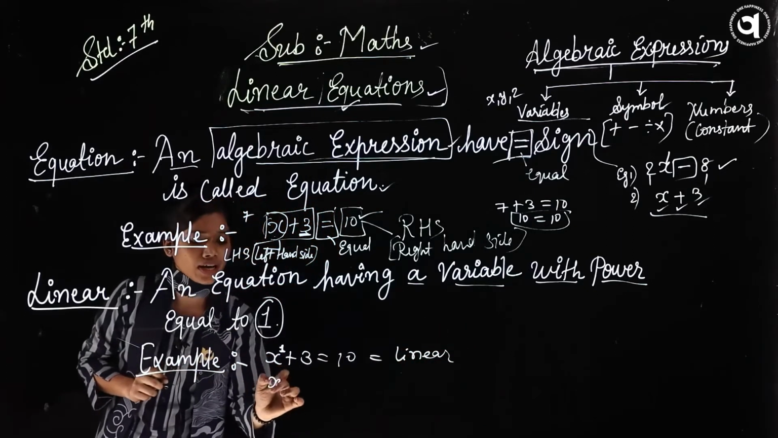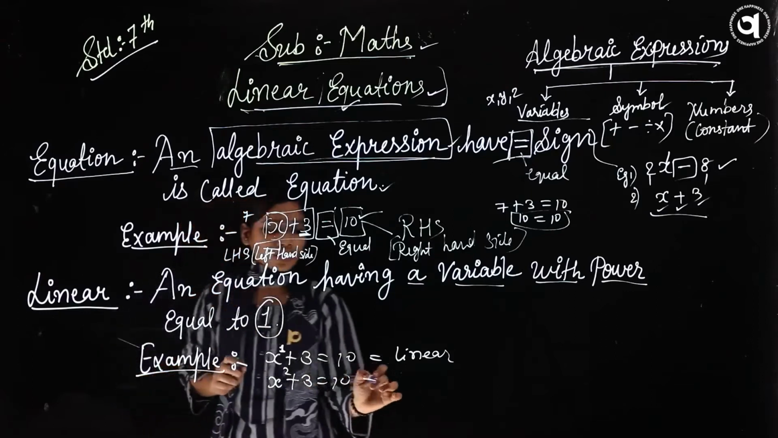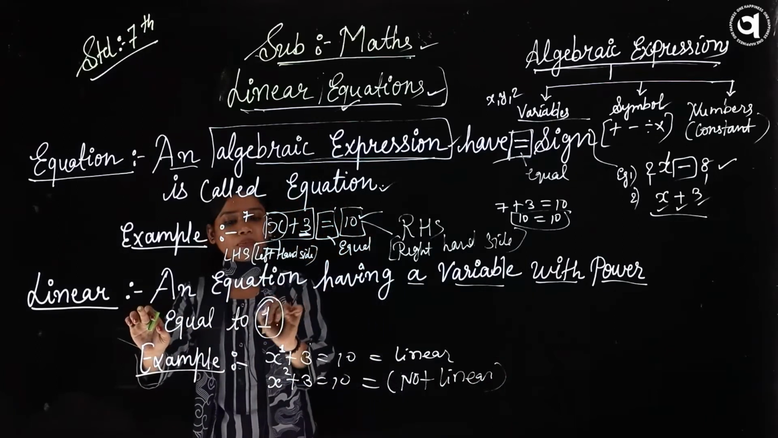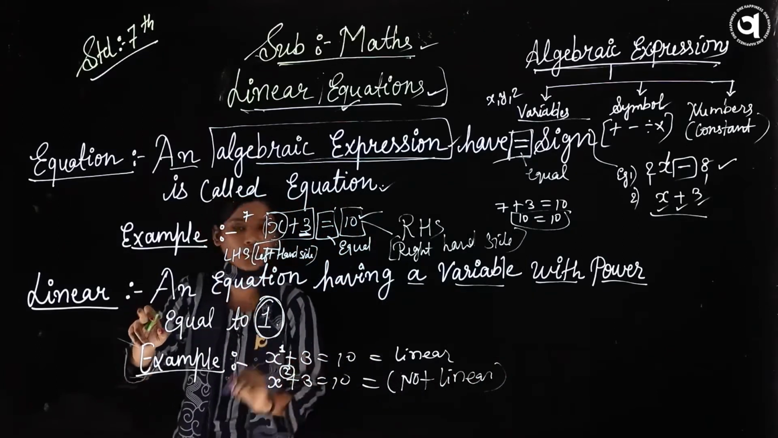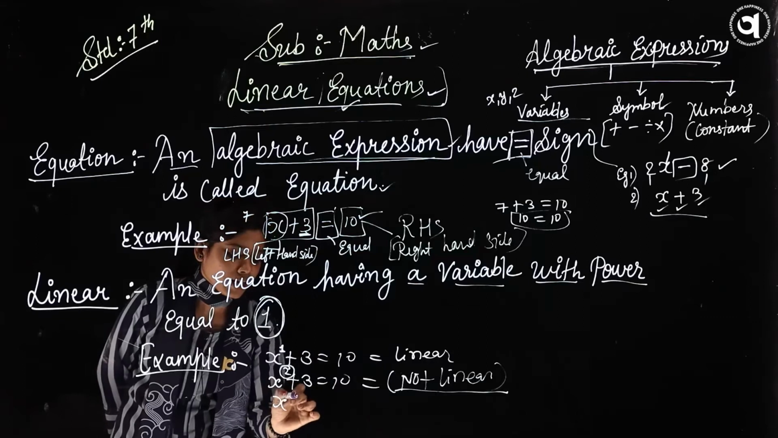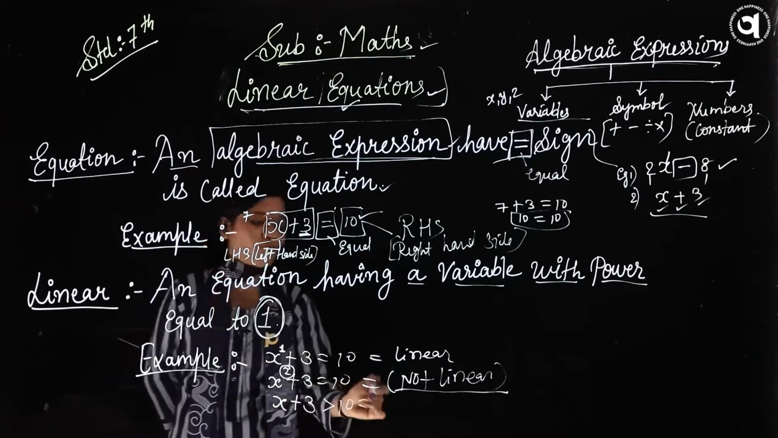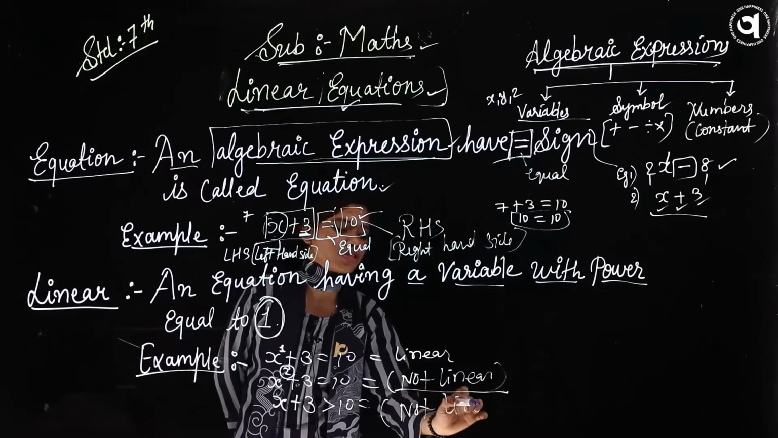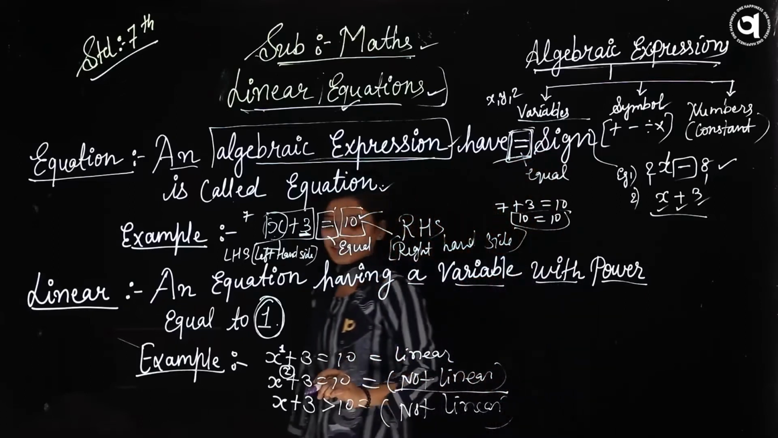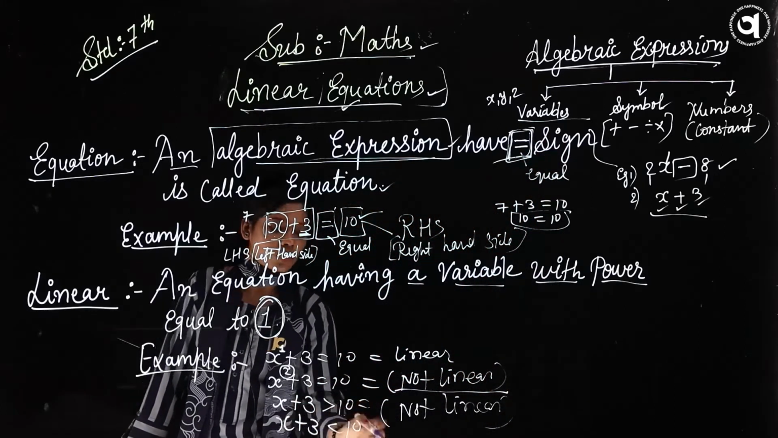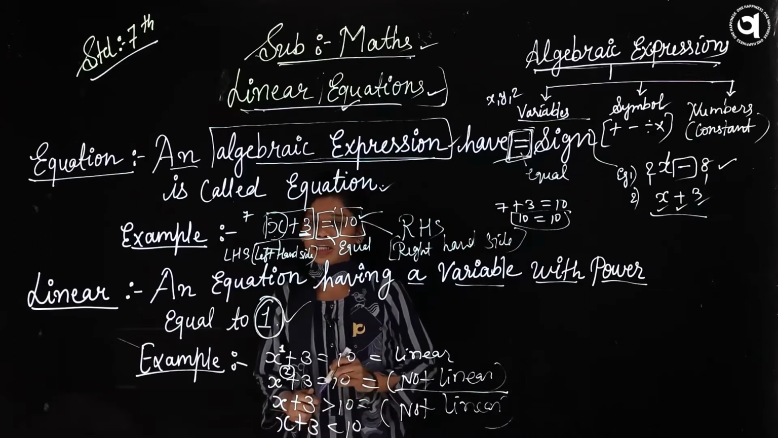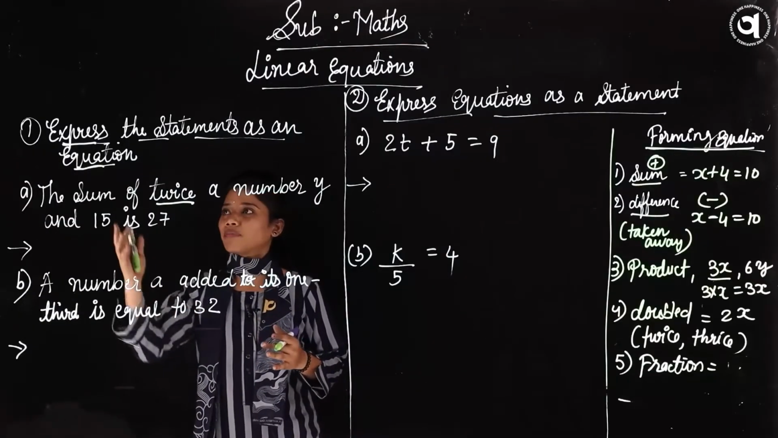But if I am writing x square plus 3 is equal to 10, that is not a linear equation. Why? Because according to the definition, the power of the variable should be 1, but here the power of the variable is given as 2. So this is not considered a linear equation. If I am writing greater than 10 or less than in place of equal, it will also not be a linear equation, because according to the definition, a linear equation should have an equal sign, not less than, not greater than. So in short, an equation having a variable with power equal to 1 is called a linear equation.